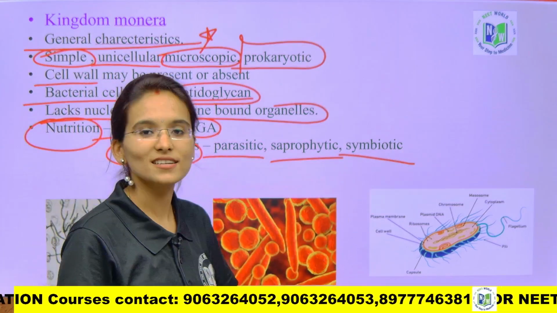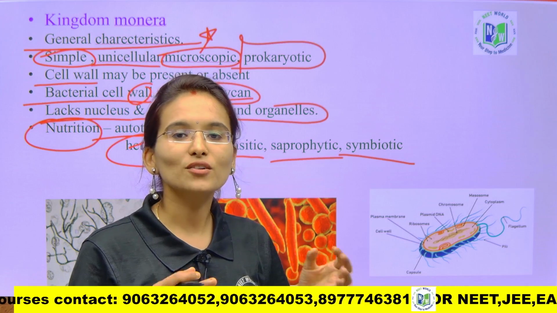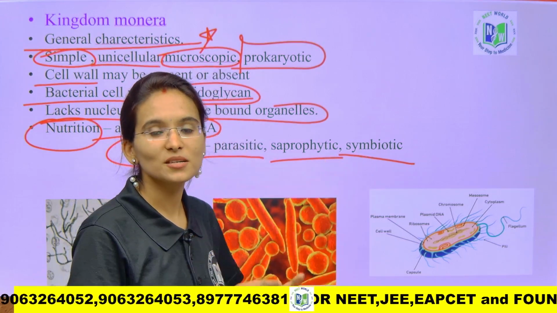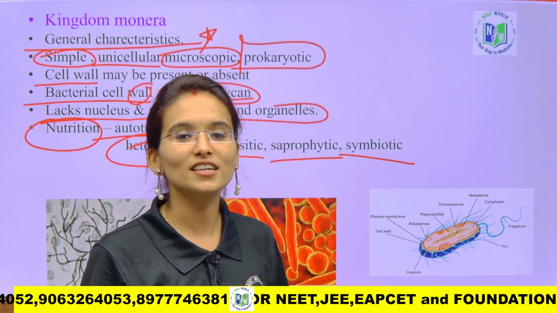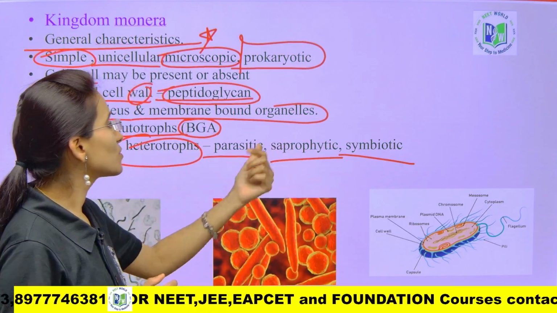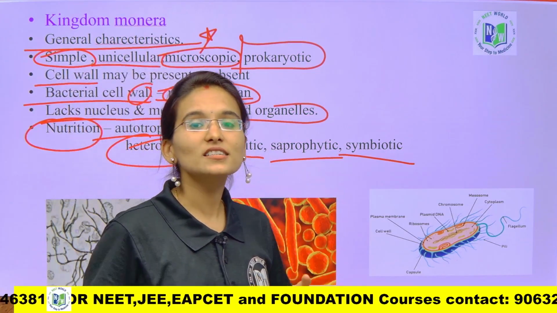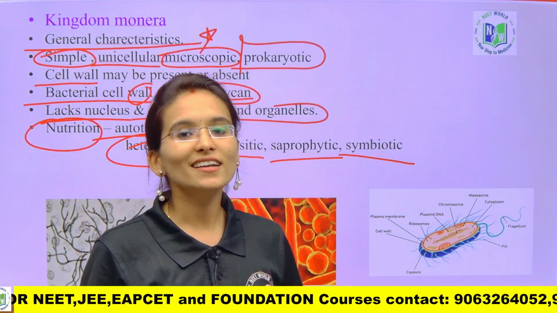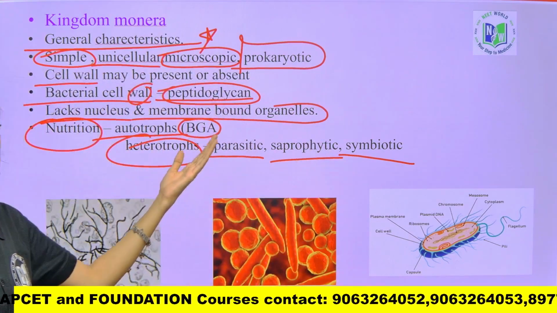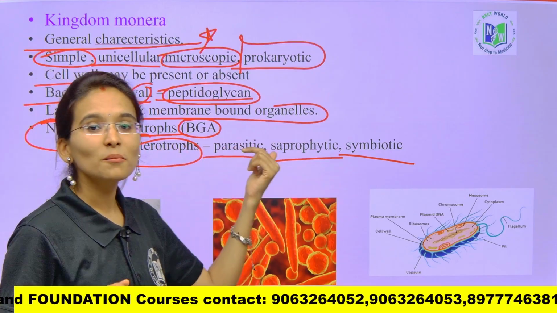For this, the best example is lichens, they form a symbiotic association and symbiotic relationship between the algae and fungi. It obtains nourishment from both of them. And when it comes to saprophytic, these are the organisms which feed on dead and decaying matter. So, these are the main characteristic features of the Kingdom Monera.